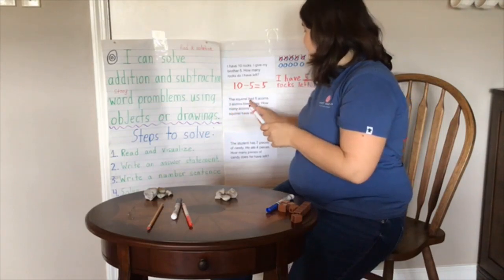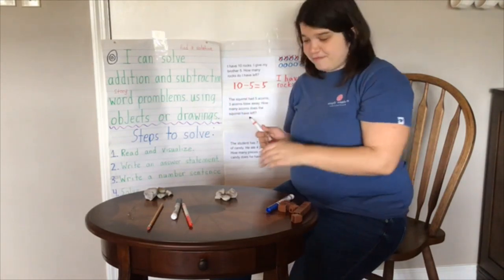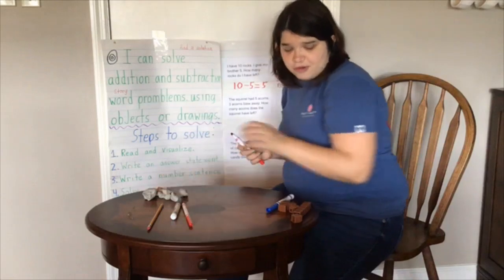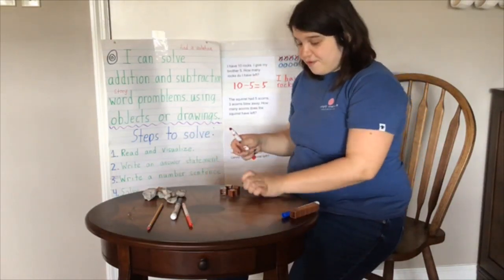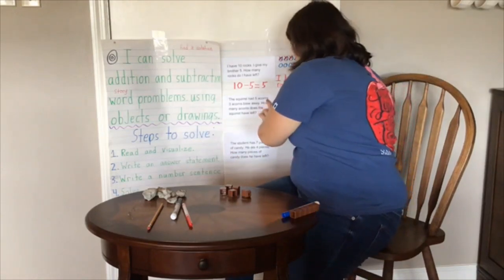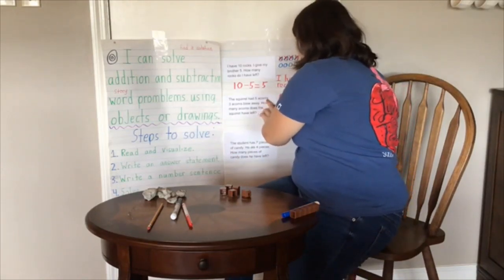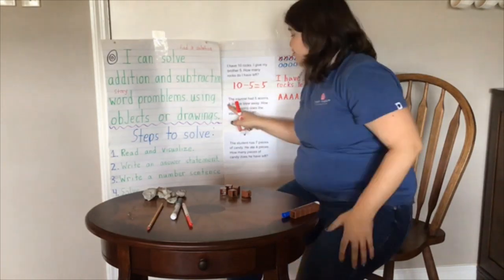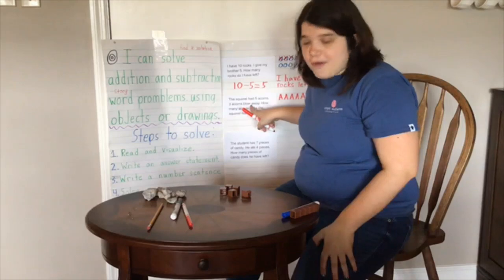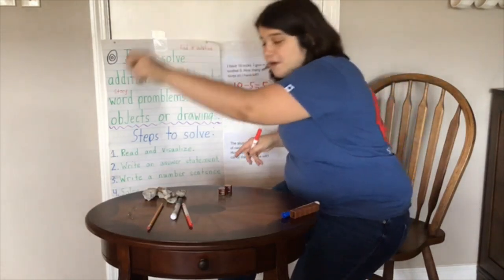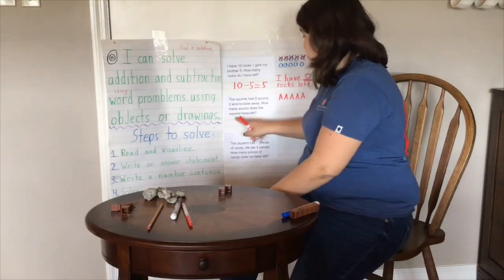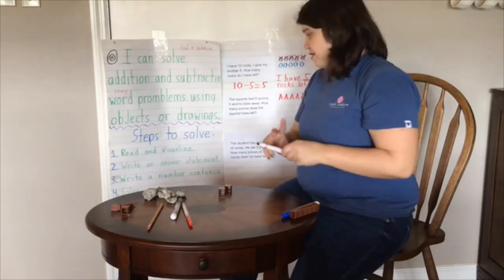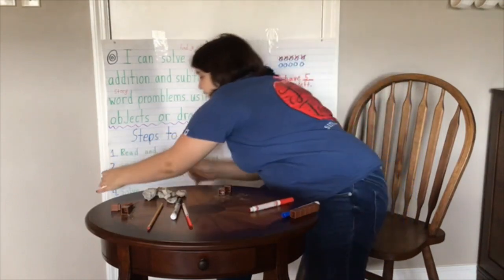Okay, our next problem. The squirrel had 5 acorns. How many acorns did the squirrel start with? 5. So 1, 2, 3, 4, 5. 3 acorns blew away. So 3 of them went away. How many acorns does the squirrel have left? So we read and visualized.